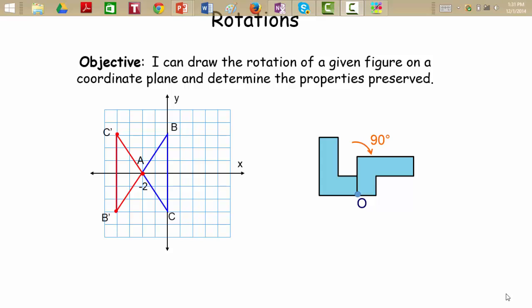Good evening, everybody. Tonight we're going to be talking about rotations again. Yep, one more night. But tonight we're talking about rotating around any single point on the coordinate plane. So come along with me tonight and we're going to check out how we can do this.